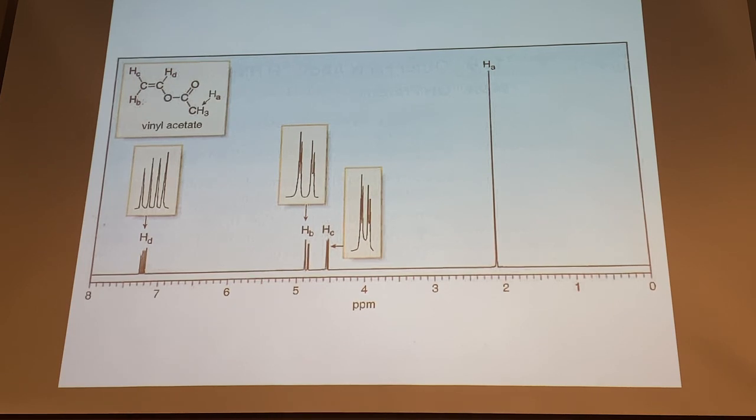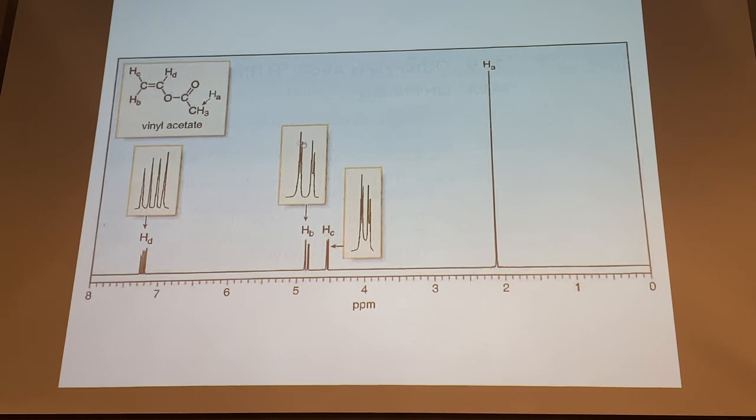HD to B is a trans coupling. That can be up to 20 Hertz. And in fact, this one you see, this large coupling, the 20 Hertz value is right here, from this line on the outside to this line two over in the interior. That distance right there is 20 Hertz. And then it's coupled to C here, which is about 10 Hertz. And that's the smaller coupling right here.